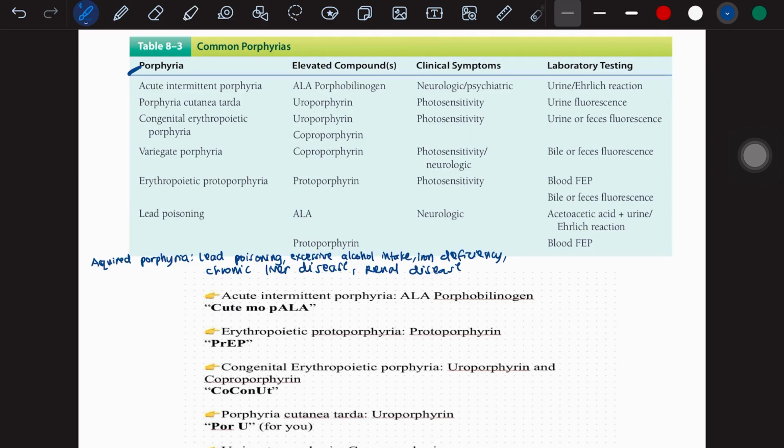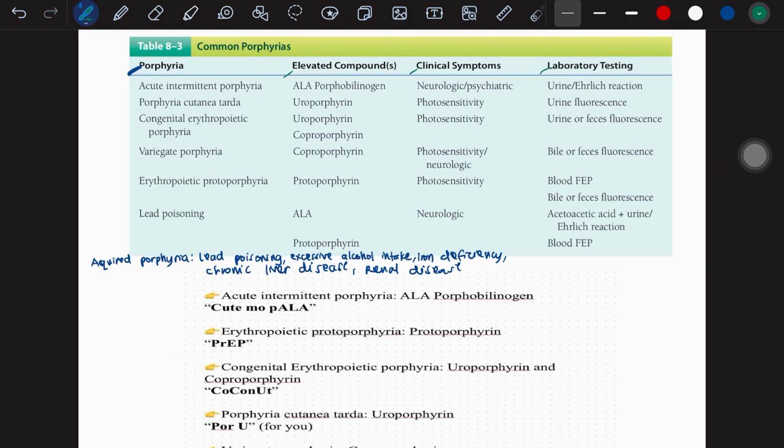In here we see the common porphyrias. The inherited porphyrias have port wine colored urine. But the porphyria with colorless urine, not port wine colored, is lead poisoning. So here for your porphyria, we have the elevated compound, the clinical symptoms, and your laboratory testing. Usually what comes out is the elevated compound.